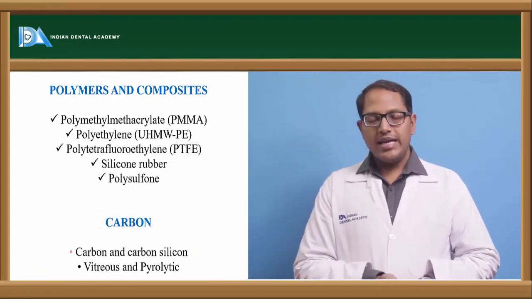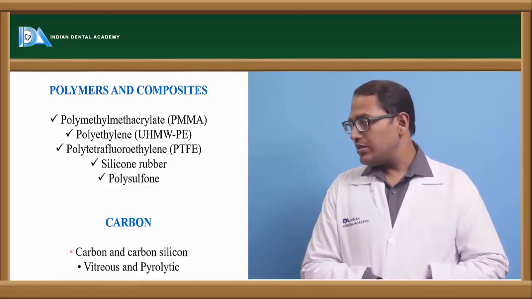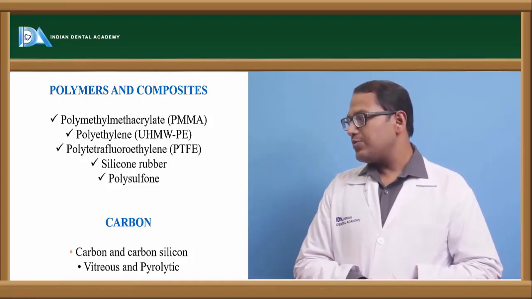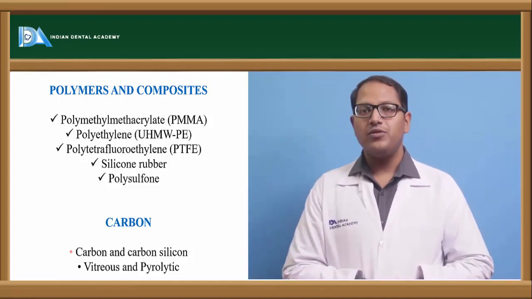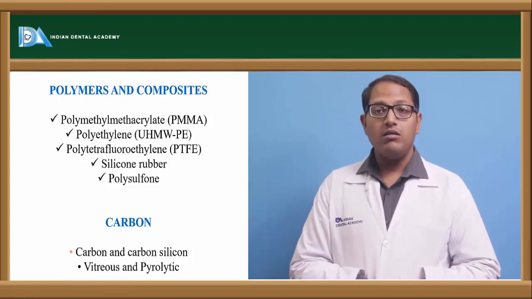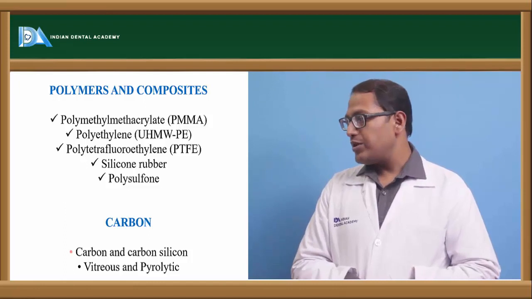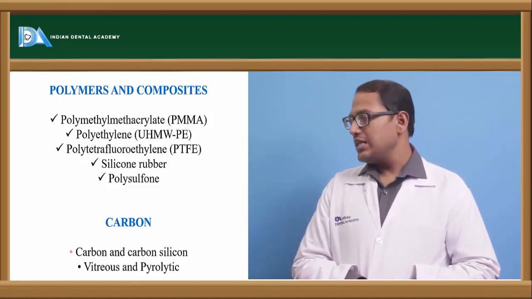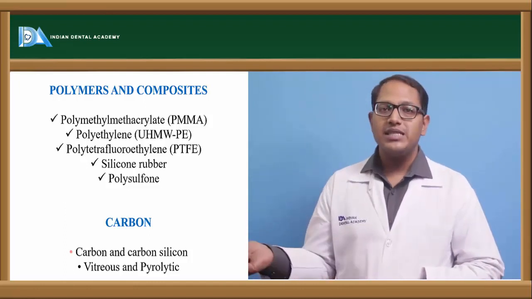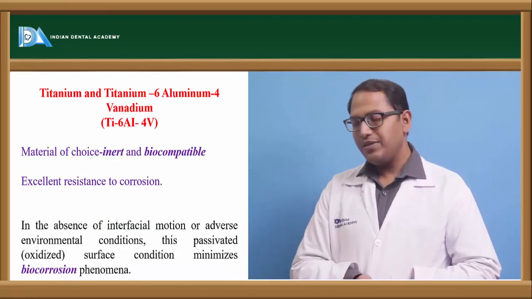Polymers and composites were also introduced in implants: polyethylene, polytetrafluoroethylene. We have silicone rubber, polysulfone, carbon, vitreous and pyrolytic carbons. We even have carbon and carbon silicon coming as a material of implants.